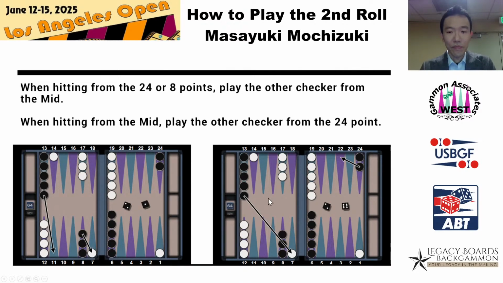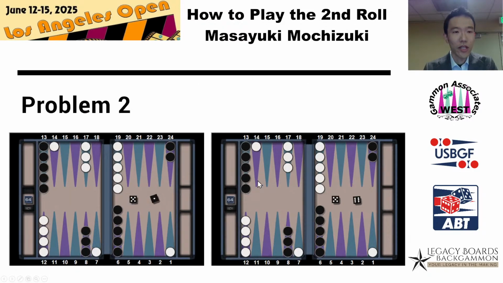That's the difference. Okay, so the same principle can be applied if you roll like 4-1, or if you roll like 6-4, that kind of thing. Okay, let's move on to the next one.